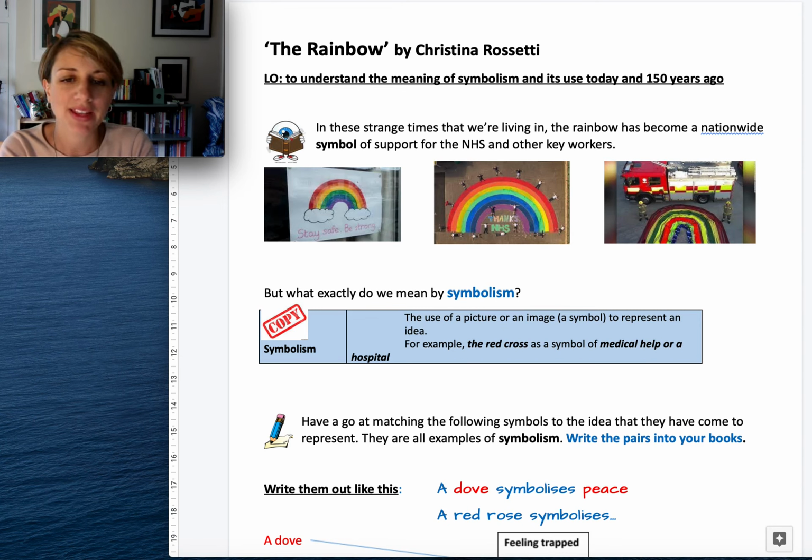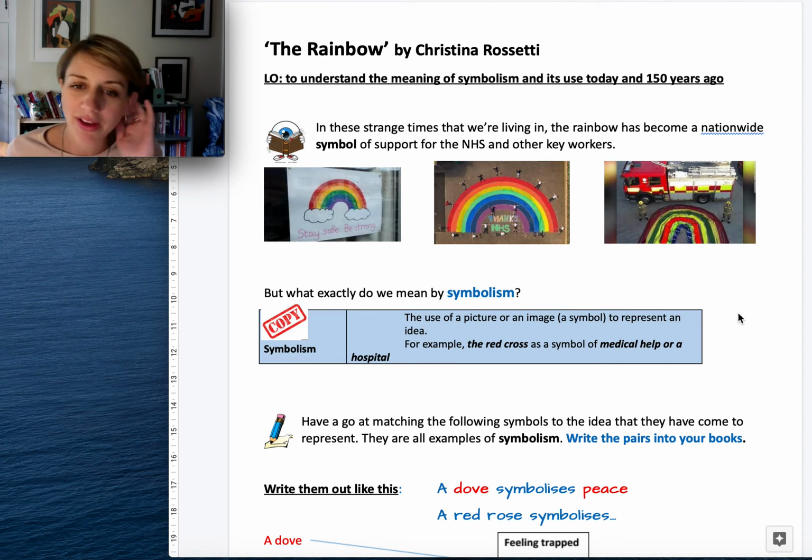In these strange times that we're living in, the rainbow has become a nationwide symbol of support for the NHS and other key workers. Maybe some of you have painted a rainbow in your windows. There's certainly a lot in my neighbourhood. We can see some really nice examples. Look at this enormous one just here, and I quite like the fire engine one.